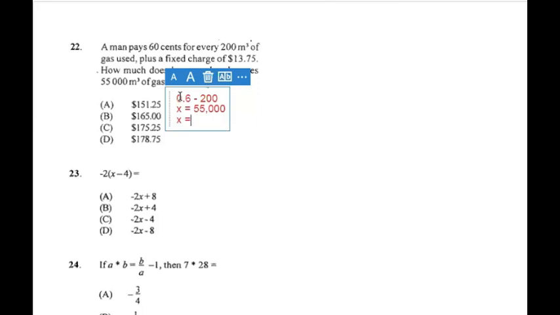So we're cross multiplying, so X is equal to 0.6 multiplied by 55,000, all of that divided by 200. We cancel the zeros from the 200 with zeros from the 55,000, and the 2, we cancel the 2 with 0.6 to get 0.3, so it becomes 0.3 multiplied by 550.